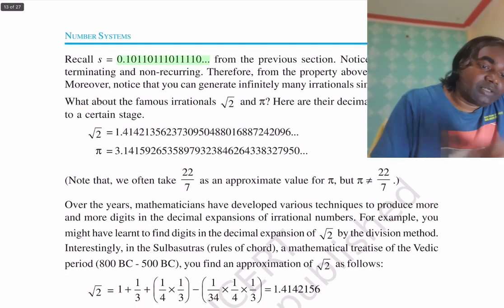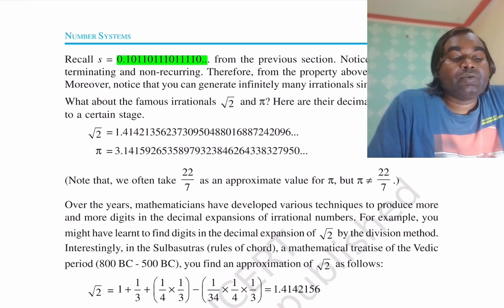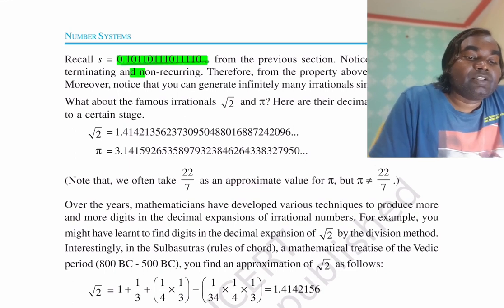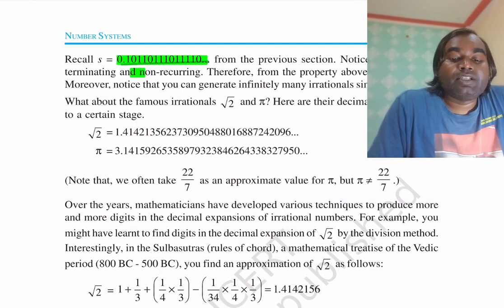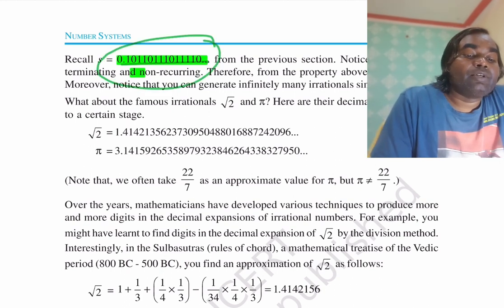Now recall this number. We talked about this number earlier. Notice that it is non-terminating and non-recurring. There is no repetition. There is no certain pattern which repeats. Therefore, from the property above, it is irrational, and we notice that you can generate infinitely many irrational numbers similar to this number.